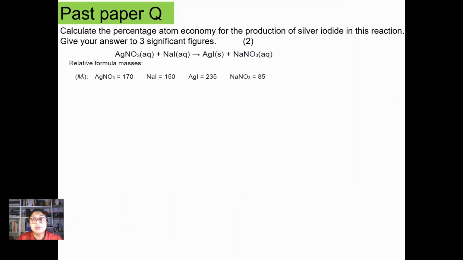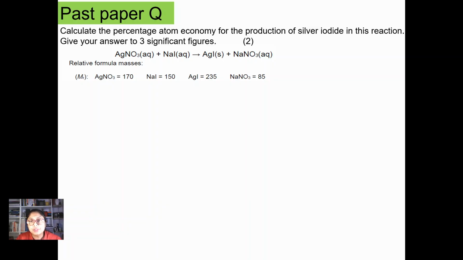Now let's solve a GCSE past paper question. The question is, calculate the percentage atom economy for the production of silver iodide in this reaction. Give your answer to 3 significant figures. The mark is 3. They have given you the relative formula masses, so we don't have to calculate or search for them in the periodic table. So there is very little calculation you have to do to get the full 3 marks.